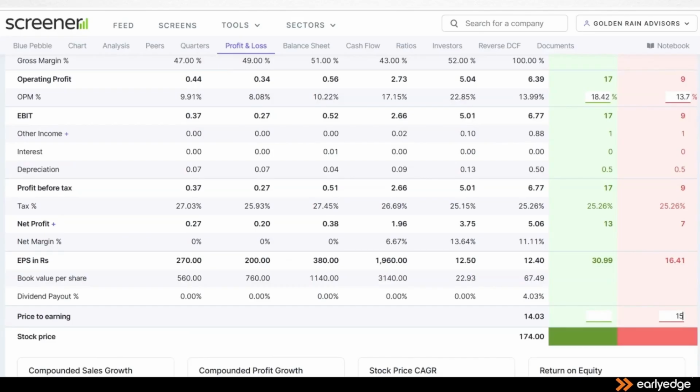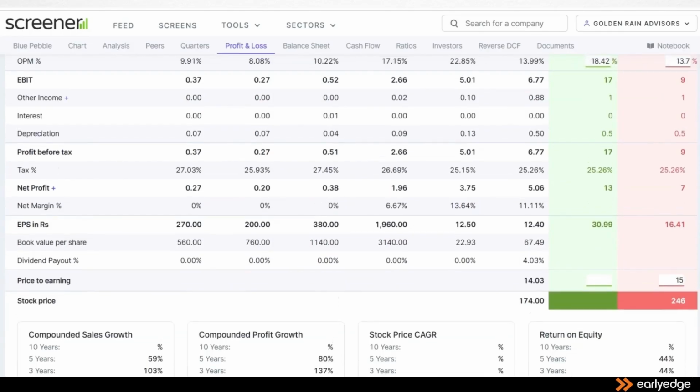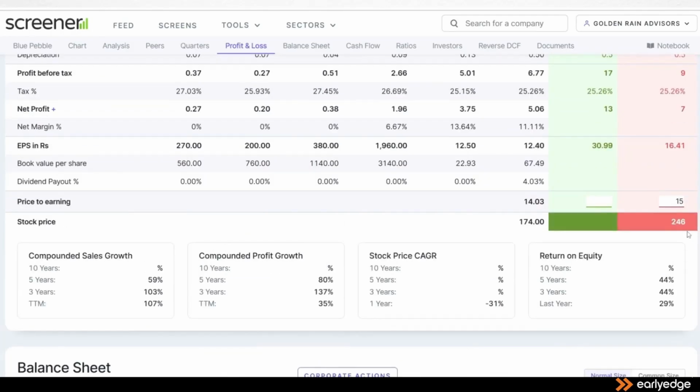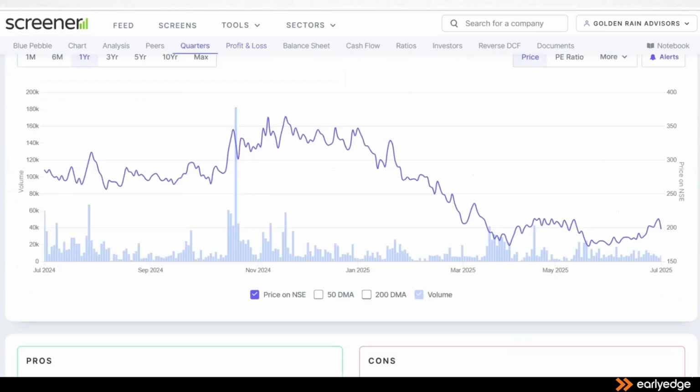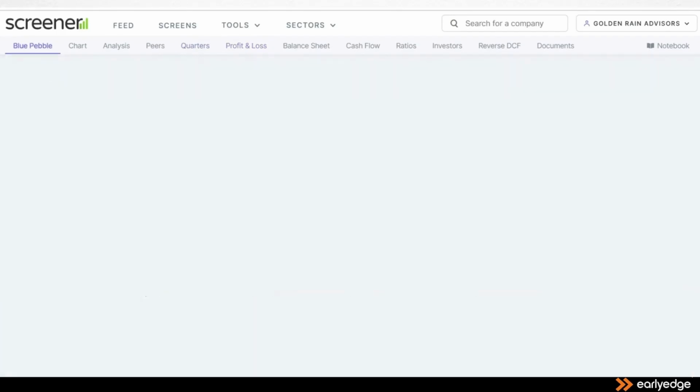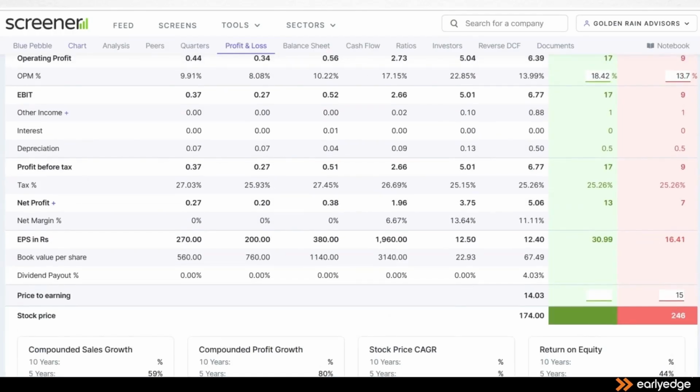I mean, this is the best case, but based on these estimates, we are getting a value of 246. It's trading at what, 200? Yeah, it's trading at around 200. So around 20-25% upside is left based on these estimates, and considering the PE doesn't derate.